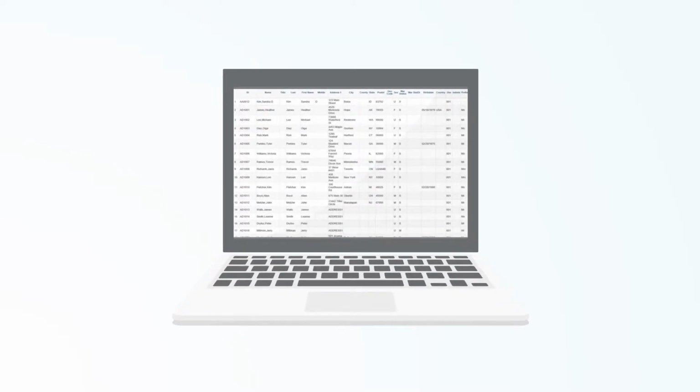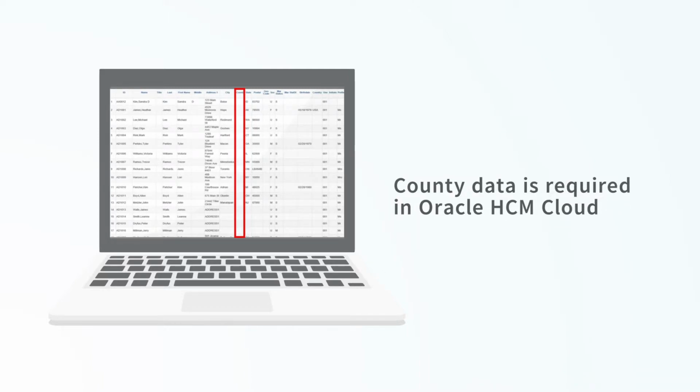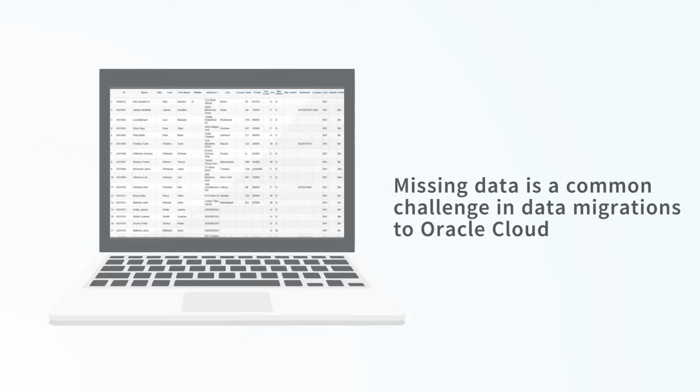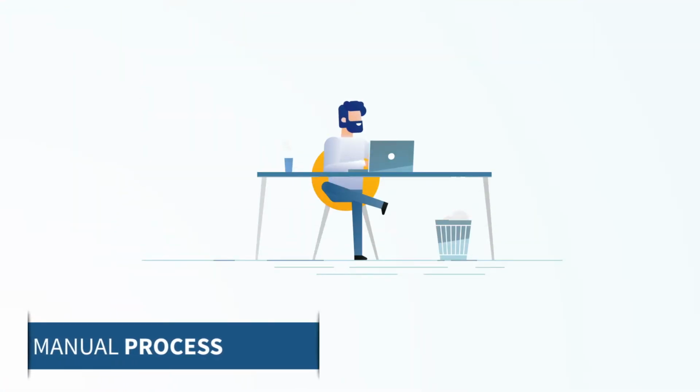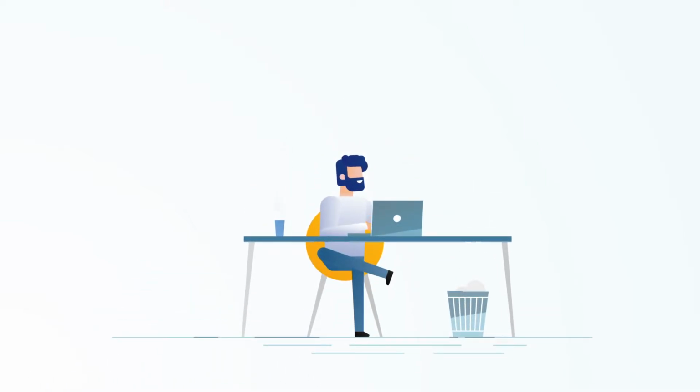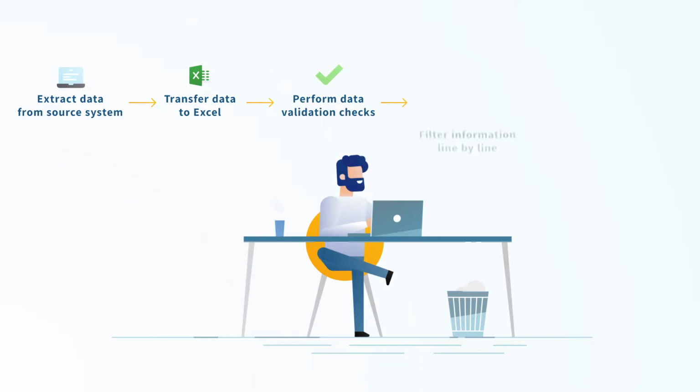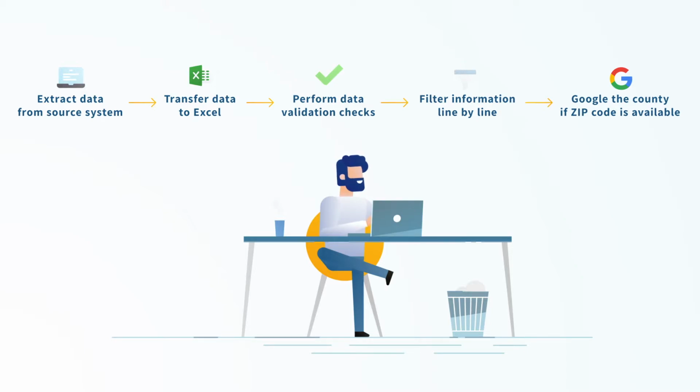As you can see in our source app, the county data parameter is not required, while in Oracle Cloud it is. Missing data is a common challenge encountered while performing data migrations to Oracle Cloud, and it becomes a more significant challenge when you have files with thousands of data entries. Before showing you how the robots would automate this tedious process, let's take a look at how the humans do it first. Usually, an employee would extract the data from the source system and transfer it to Excel, then perform data validation checks, filter information, go line by line, and Google the county if the zip code is available inside the file.